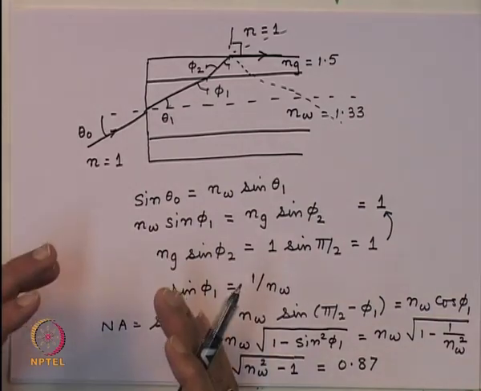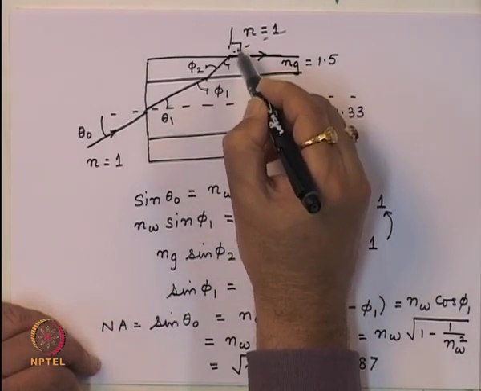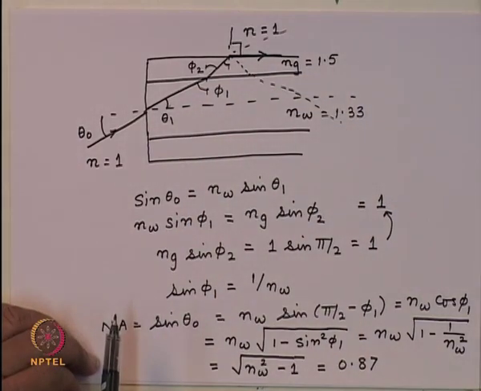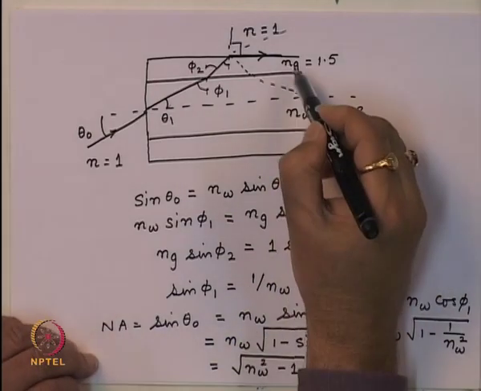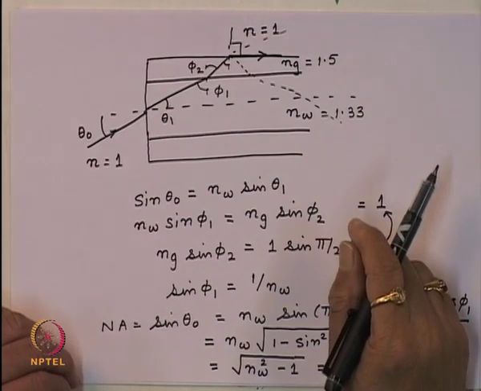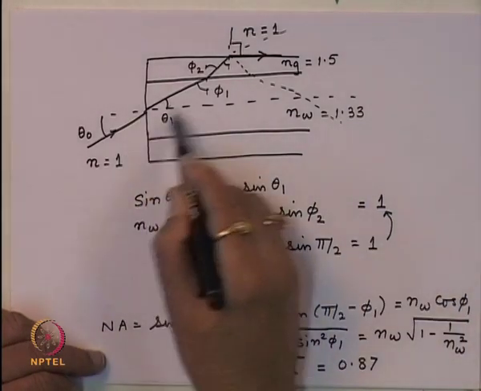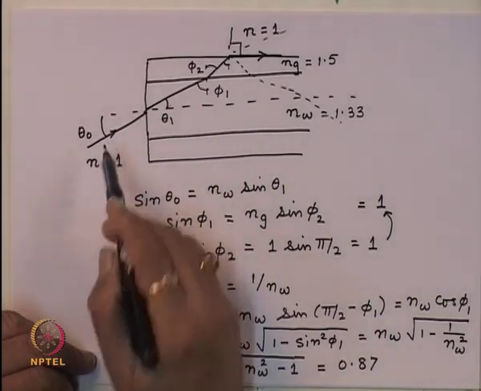So, as far as the guiding mechanism is concerned, that is the refractive index which is going to come into picture, because that is where total internal reflection is going to take place. But if you look at the numerical aperture, nowhere does the refractive index of glass come into picture. Only the refractive index of water, where the light tries to get in, plays a role in deciding the maximum angle possible.